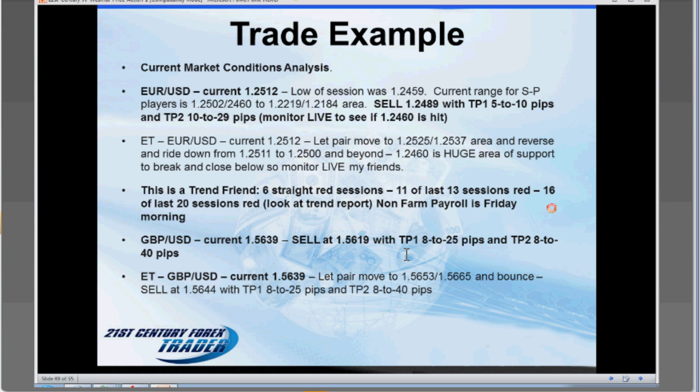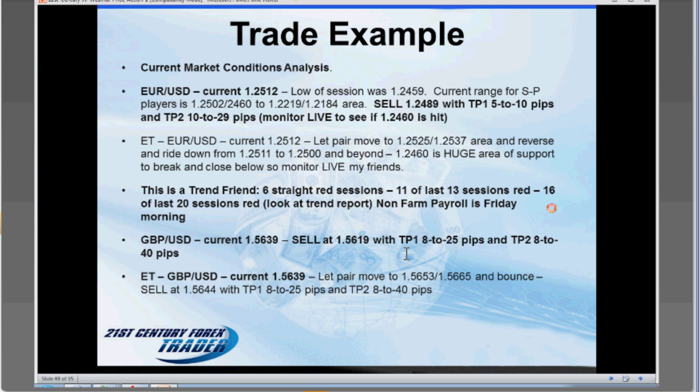In this, we were talking about the trend being your friend. It was 6 straight red sessions. Remember, a red is that it closed lower than the previous 24 hours. A blue is that it closed higher. We have a getting started page, everything videos. I don't talk, the videos are 5 to 10 minutes long. We have different videos that will train you. 11 of the last 13 sessions red, 16 of the last 20 red. Look at the trend report. Non-farm payroll was Friday morning.